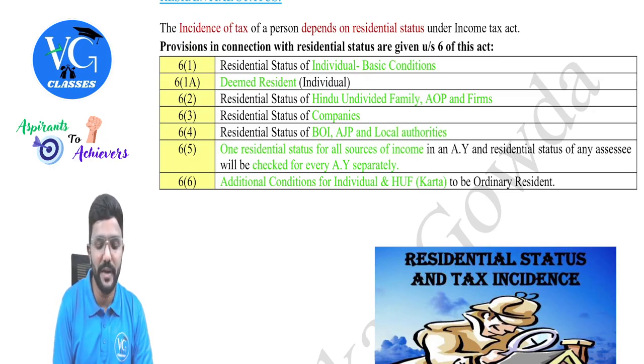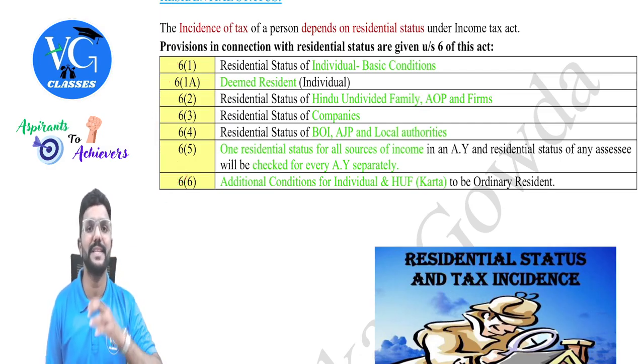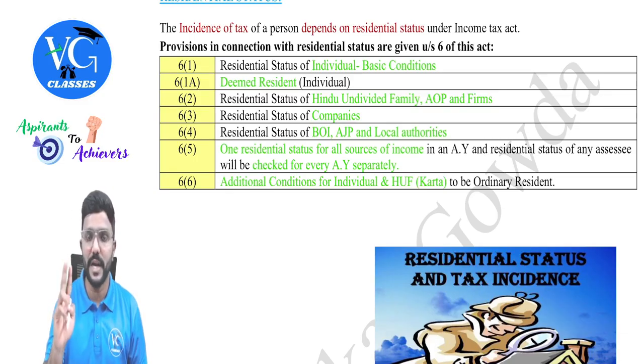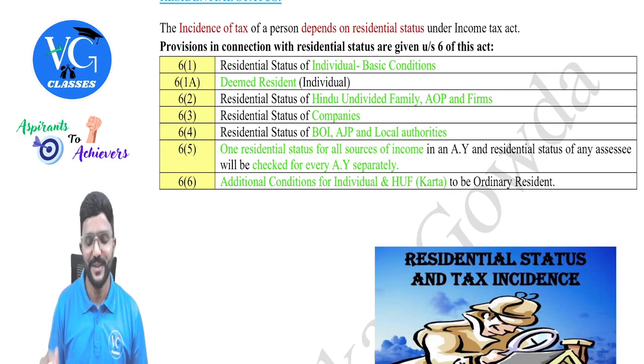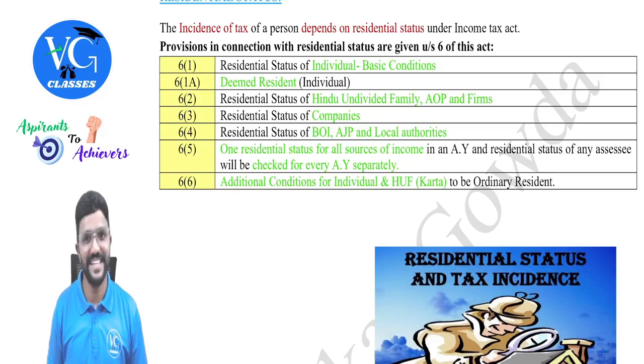Section 6 subsection 1 talks about the basic conditions applicable for individual. Then once it is satisfied, we need to go to section 6.6 and check the additional condition to see whether they are ordinary resident or not ordinary resident. So there are two conditions and both the conditions have to be satisfied by an individual in order to be ordinary resident. So there are two 6 here. 6 subsection 6.